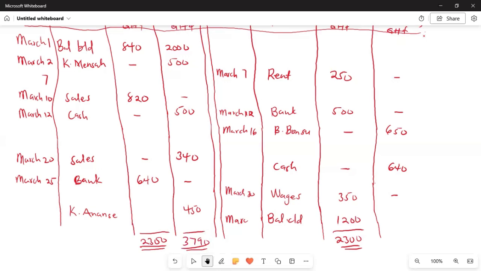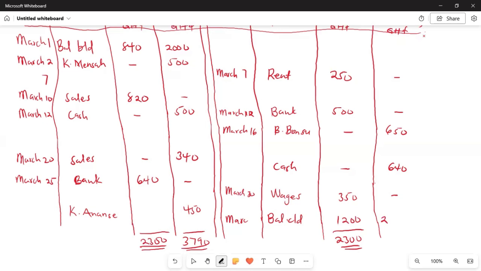But then if you add the credit side, that's 650 plus 650 plus 640, I'm going to get 1,290. So I'm going to find the difference, that's 3,790 minus 1,290. I'm going to get 2,500. So it means you need to add 2,500. That will be the balance carried down, meaning that's the closing balance.